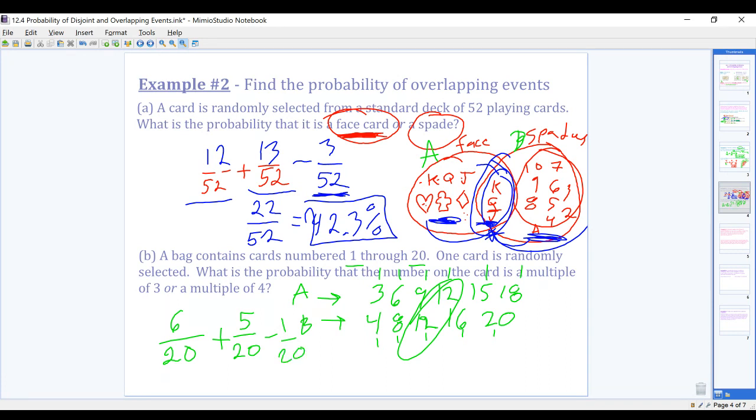All right, hopefully that one helped make more sense of why we did what we did at the top. All right, so it looks like we have 10 out of 20, which means we have a 50% chance of drawing multiples of those two, the 3 or multiples of 4. Nice. Okie dokie.